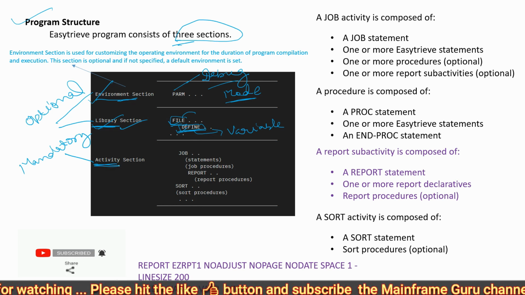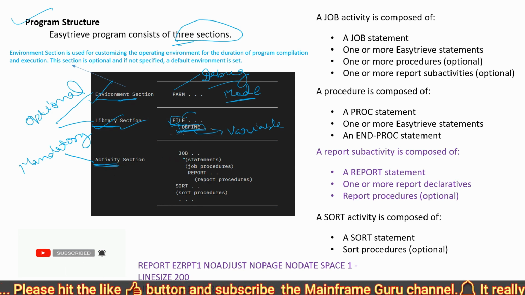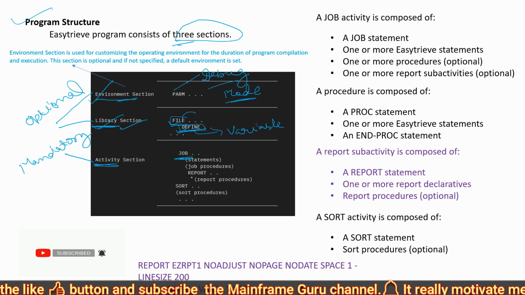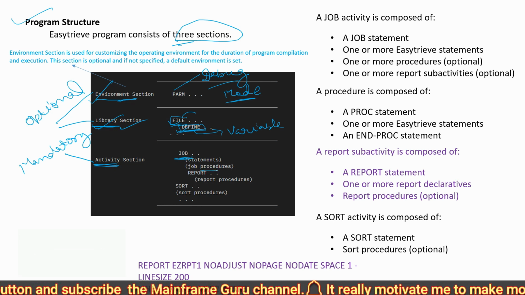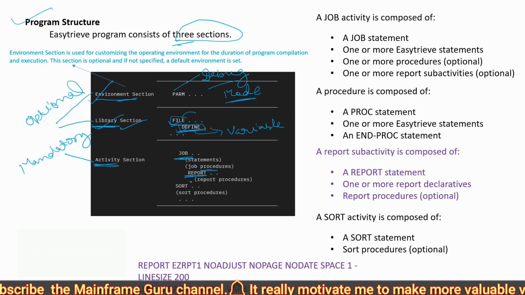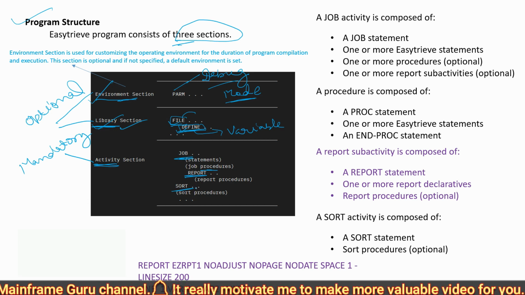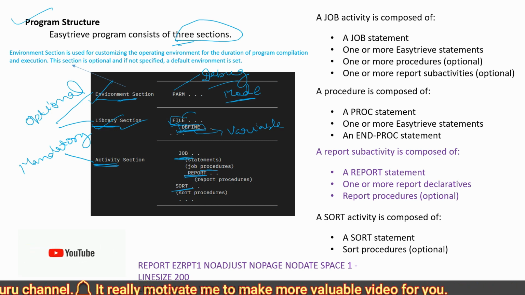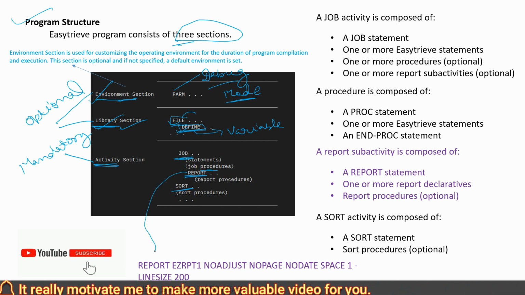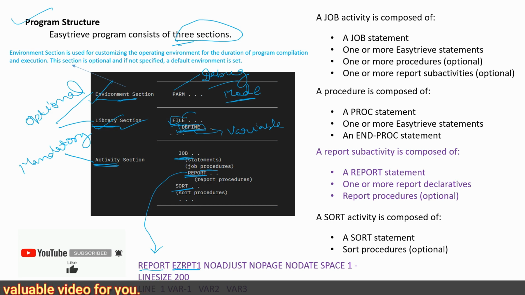And then we have the activity section. In the activity section we have the job statement, the procedure statements, the report statement, and the sort statements. In the report statement, as you can see here, we have the REPORT keyword and then we give the report name, like EGRPT1. And then we have a keyword after this, NOADJUST.